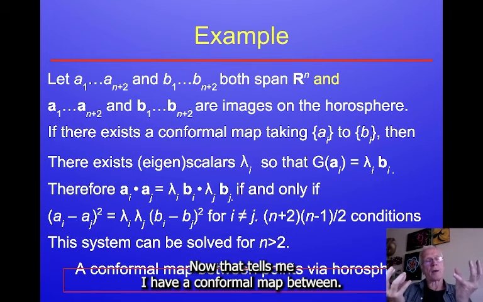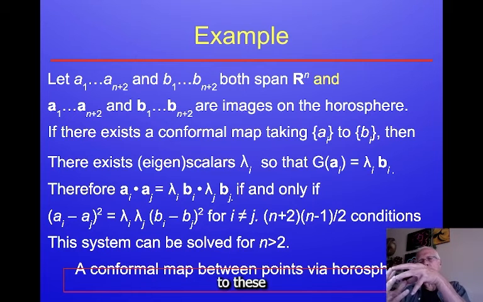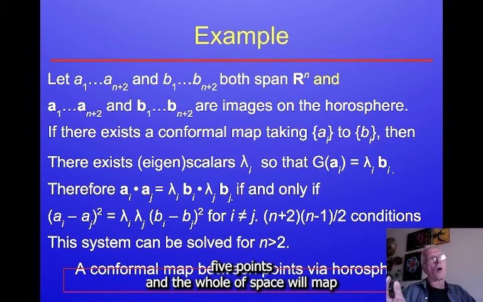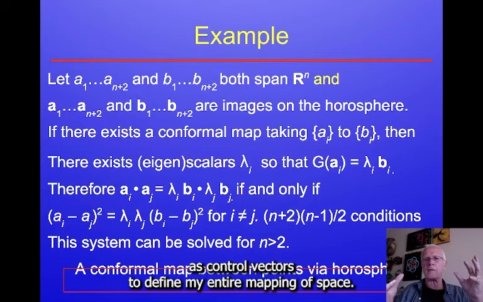Now that tells me I have a conformal map between these 5 points and these 5 points. They will map exactly to these 5 points, and the whole of space will map conformally. So I can use these mappings of points as control vectors to define my entire mapping of space.